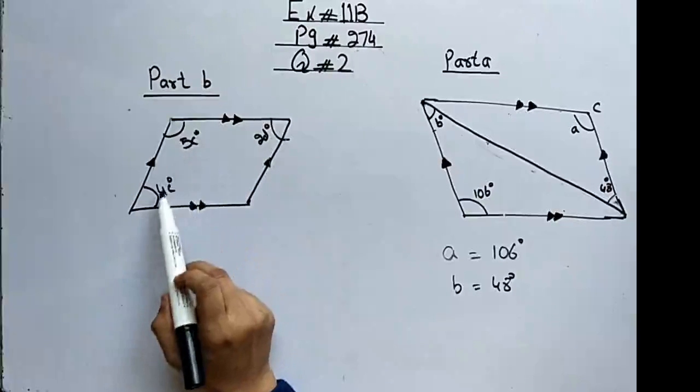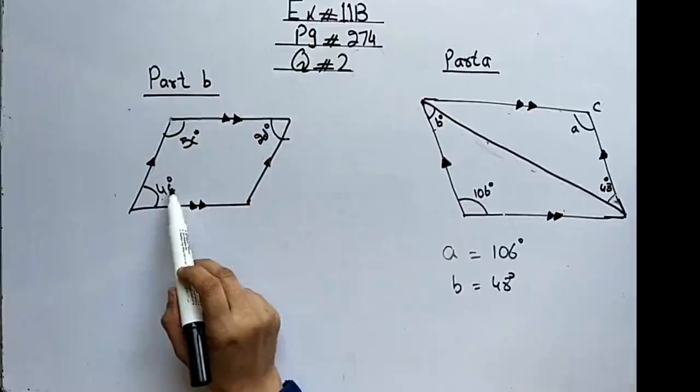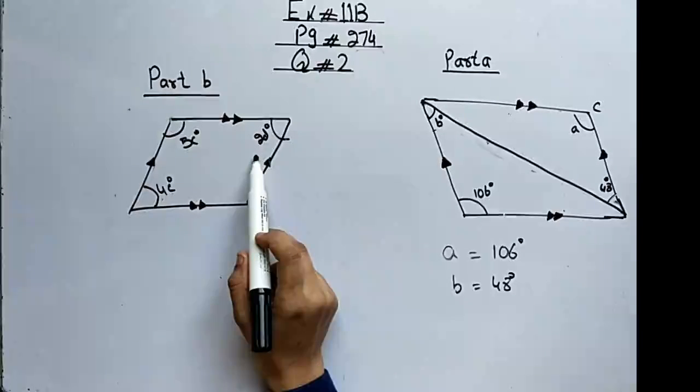angles given, 5C, 4C and 2D, and they are asking us to find the unknown angles. It means we don't know C and D, so we will find the value of C and D. So how can we find it?